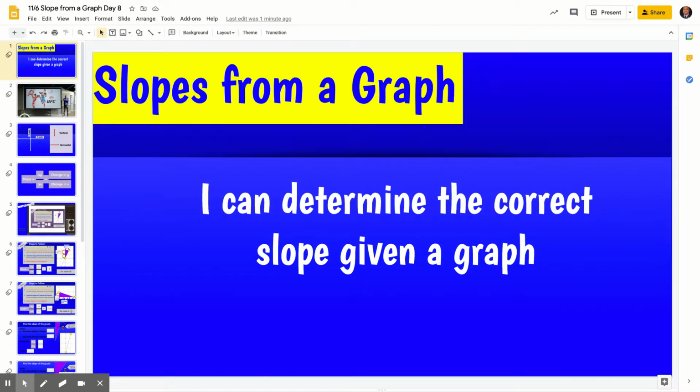Hey, hey, hey, slopes from a graph today. I can determine the correct slope given a graph.